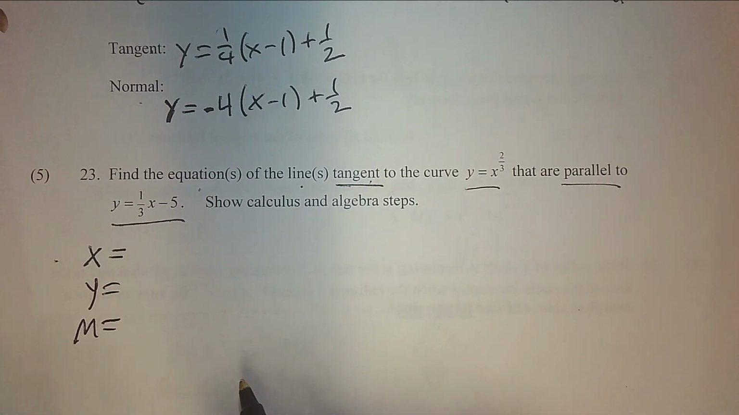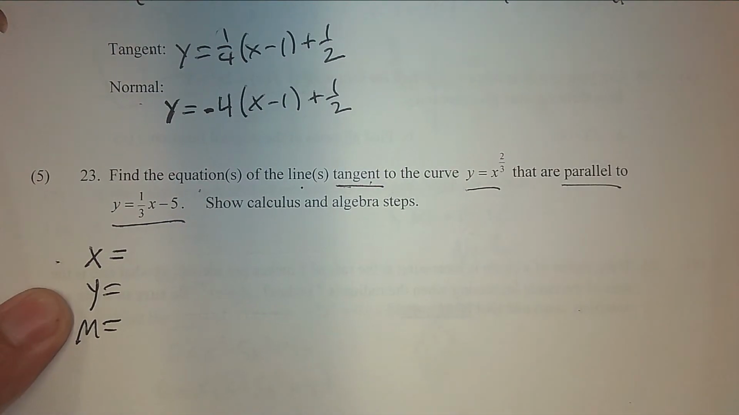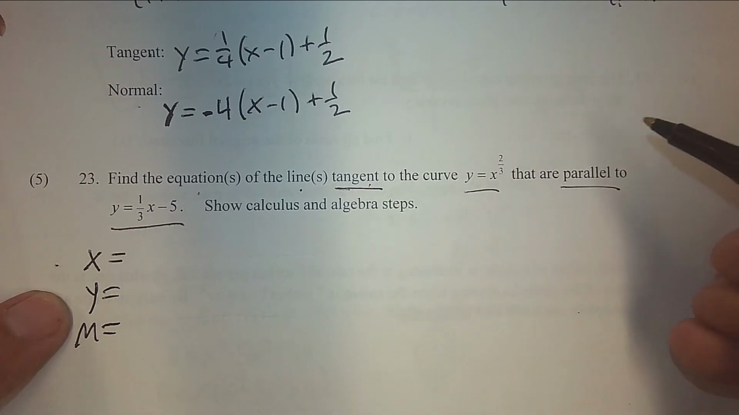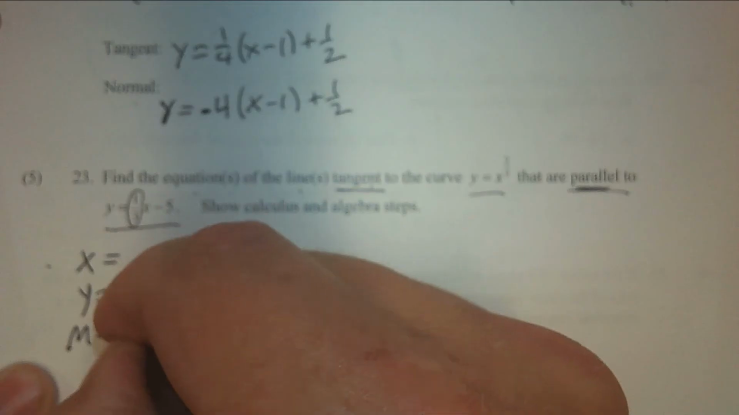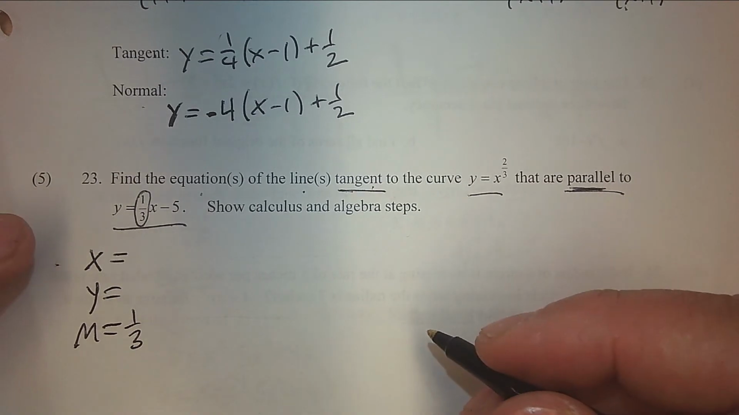Do I know the x value? No. Do I know the y value? No. So I don't know x and I don't know y. But do I know the slope? Parallel means the same slope. So the slope of this line is 1/3. That's the slope I'm using. So how will I then find x or y?